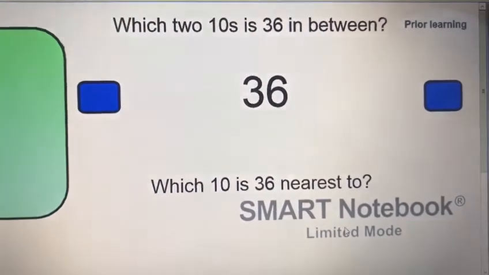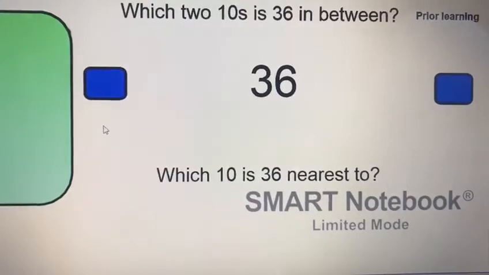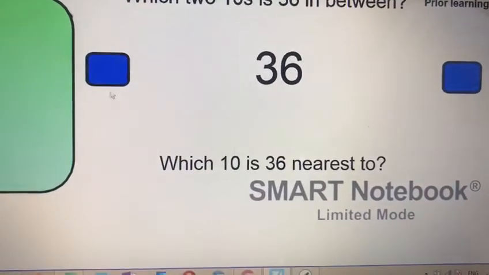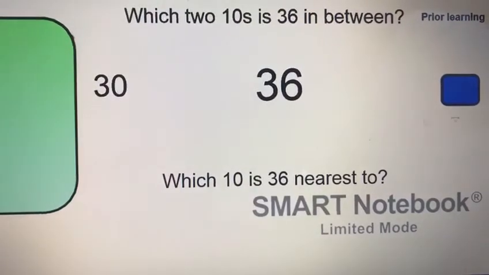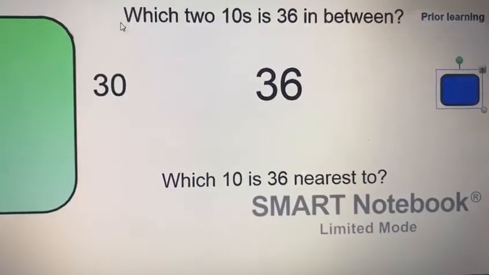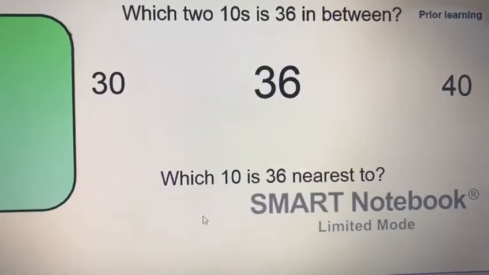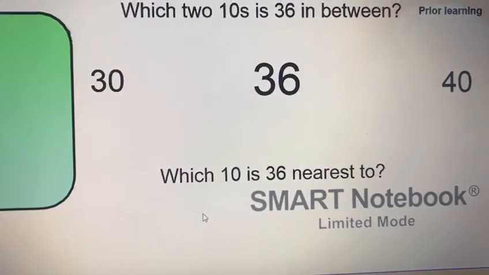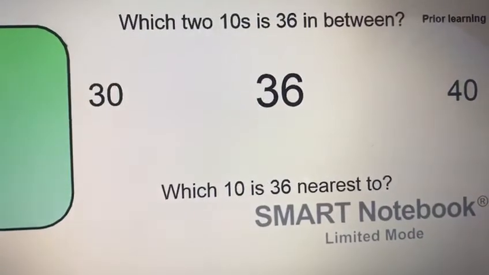Let's take a look at this question. Which two tens is 36 in between? Have a think. So 36 is sandwiched in between 30 and 40. So now that we know this, which 10 is 36 nearest to? So let's take a look over here.